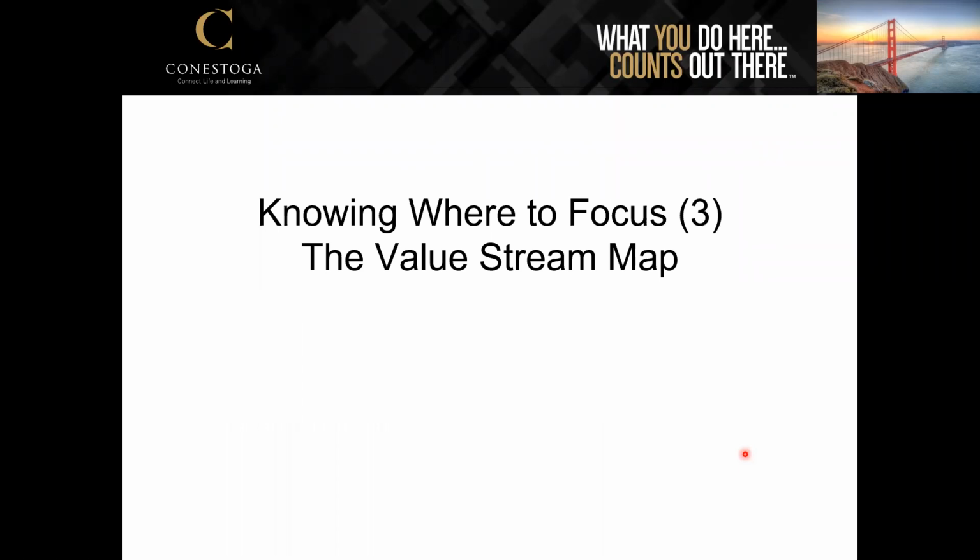So one way of understanding the process first is to do a value stream map. So there are different ways of doing mapping. There's process mapping, there's value stream mapping, there's other types of maps also. We're going to look at the value stream map. Okay, so let's take a look.